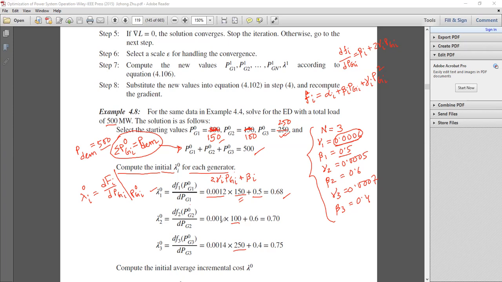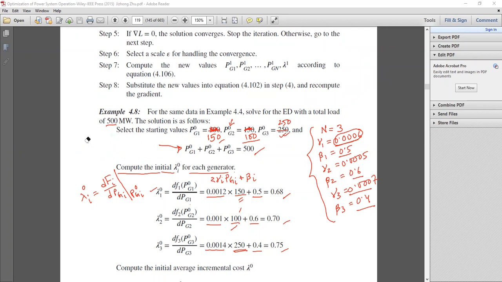Then lambda 2 naught is the same: 2 gamma 2 pg2 plus beta 2. So beta 2 is 0.6, and this is 2 gamma 2, and this is pg2 at the initial iteration, pg2 naught. So this is 100. Then lambda 3, similarly, it would be 2 gamma 3 pg3. So pg3 naught is 250, and 2 gamma 3 is 0.0007. If you multiply it by 2, it becomes 0.0014 plus beta 3, that is 0.4, and that comes out as 0.75. Okay, clear?